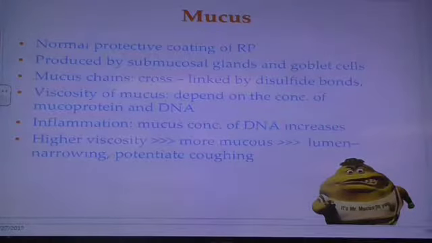But sometimes the goblet cells have two types of substance they produce. Some substance is very liquid, and some substance is not from the goblet cells. It comes from dead cells or inflammatory cells, and that is what causes the viscosity of the mucus. The important thing that makes the mucus more viscous is the DNA and the protein from the inflammatory cells.